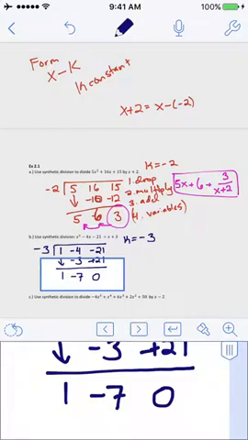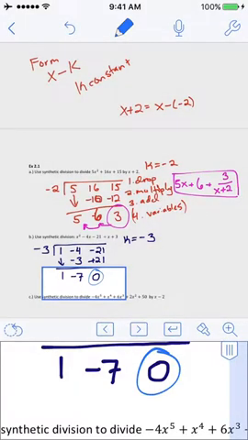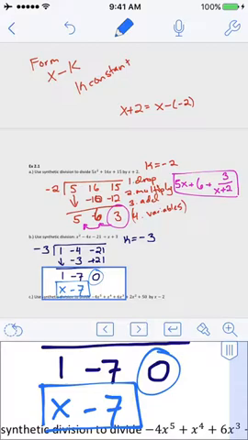The last part is to put the variables back in. It looks like I have no remainder. 0 remainder. So my constant starts off with a -7, and then I add an x, 1x, right? So it looks like my quotient is x minus 7. Hopefully you got the same thing.